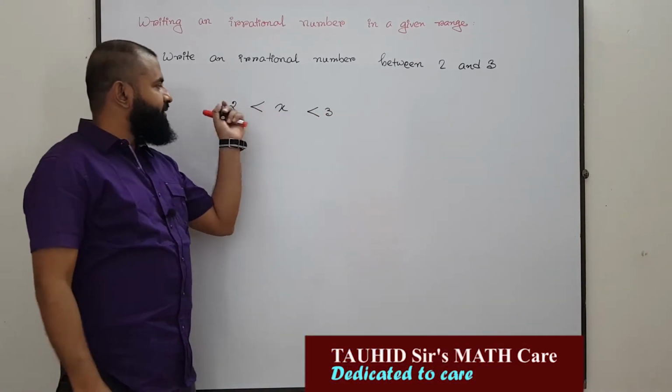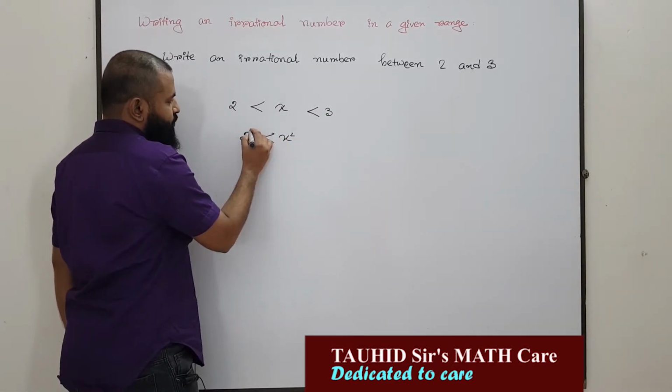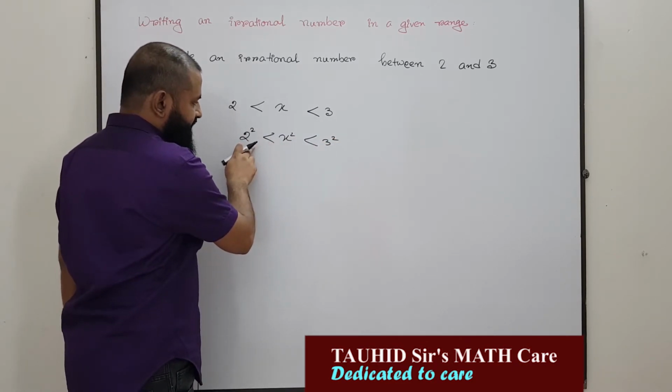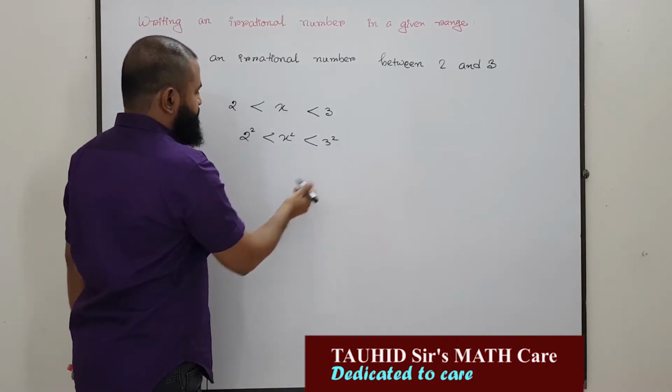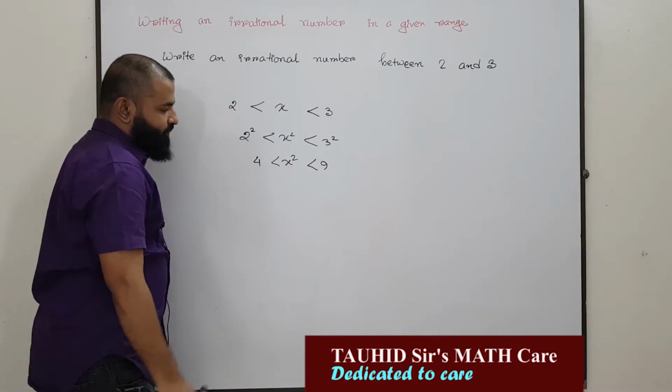If x lies between 2 and 3, then x square will lie between 2 square and 3 square. So x square is greater than 2 square and less than 3 square. That means x square is greater than 4 and less than 9.